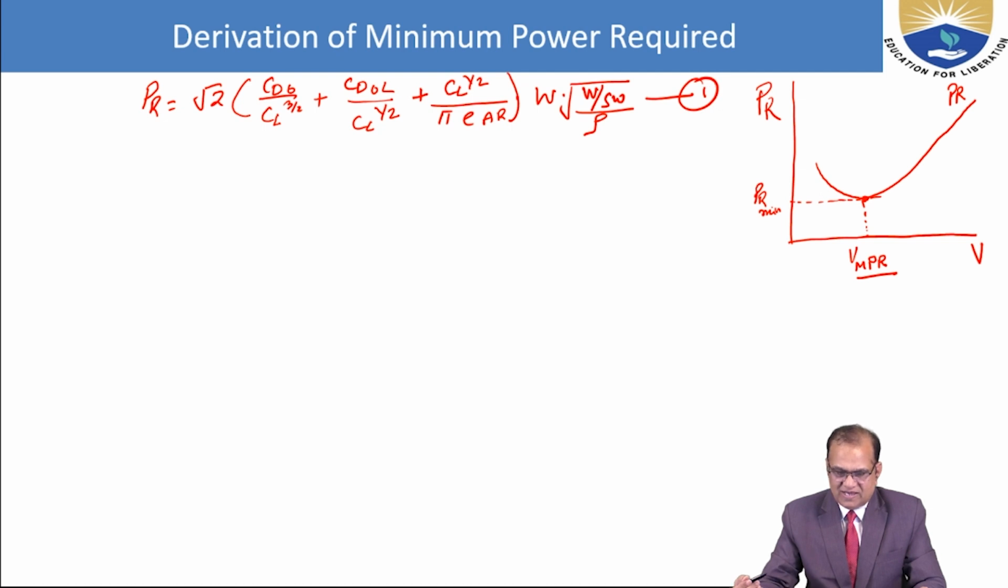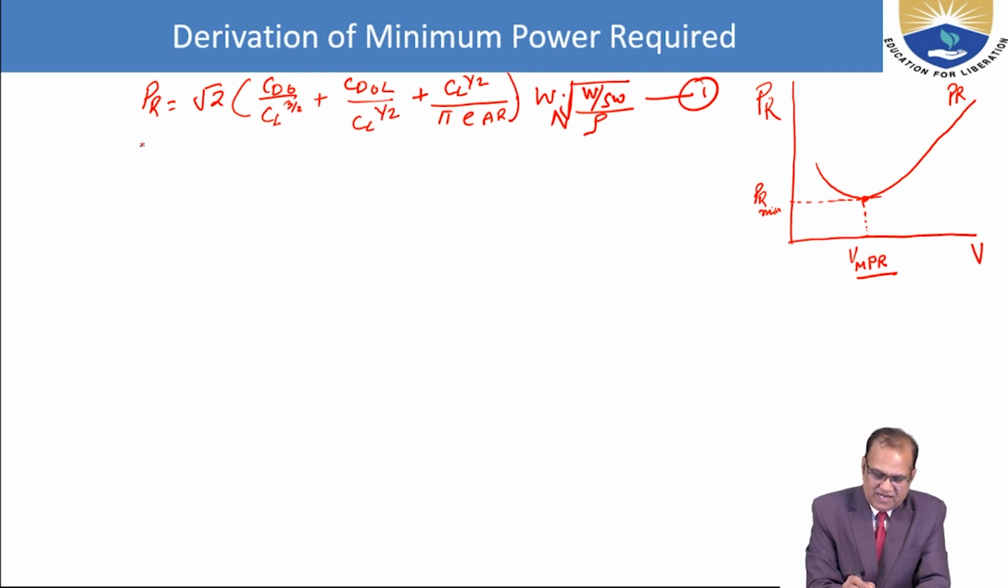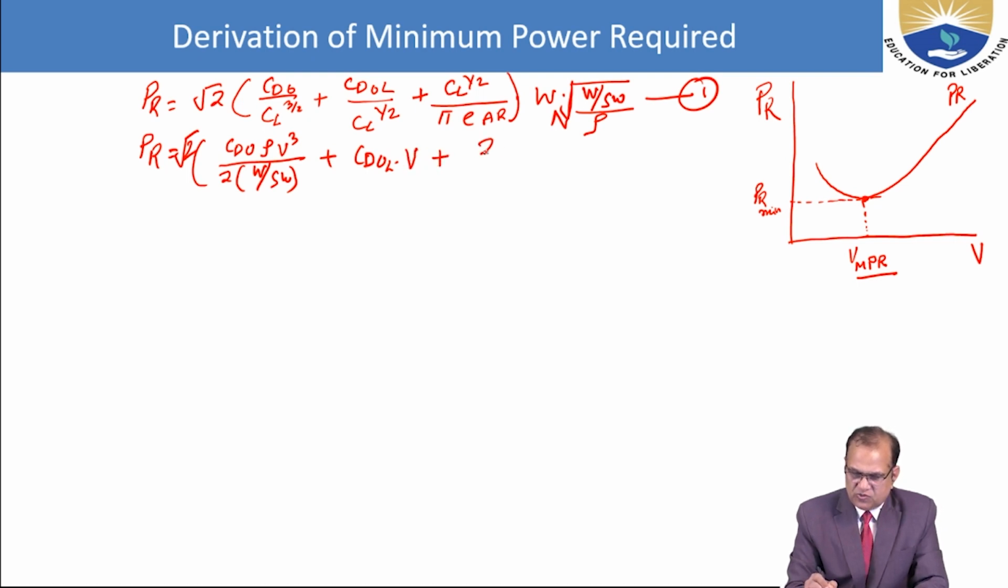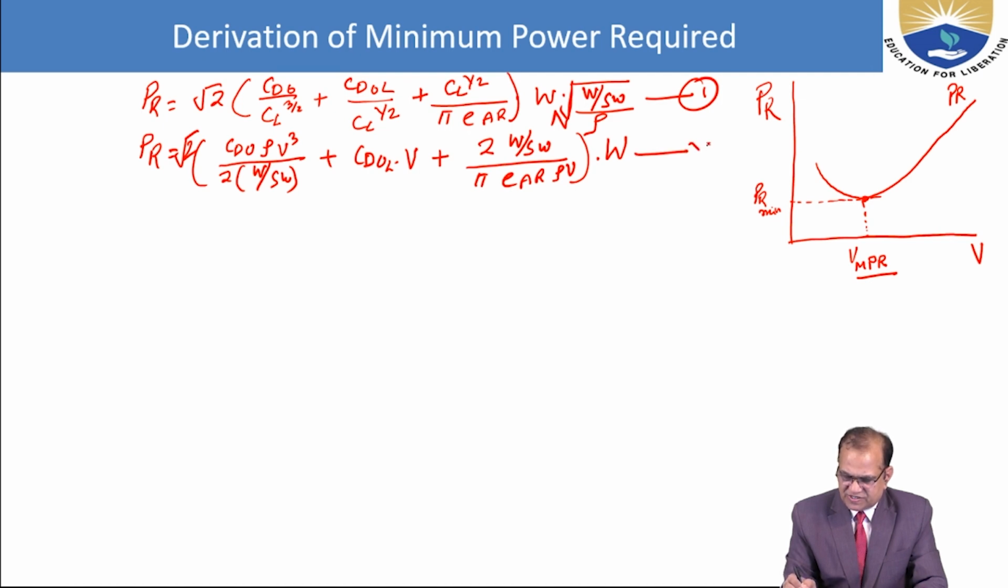So now we will take this under root part inside, and now we will get PR is equal to CD naught rho V cube divided by 2 W by S plus CD naught into V plus 2 W by S divided by pi E aspect ratio rho into V, into W. This is the second equation here.